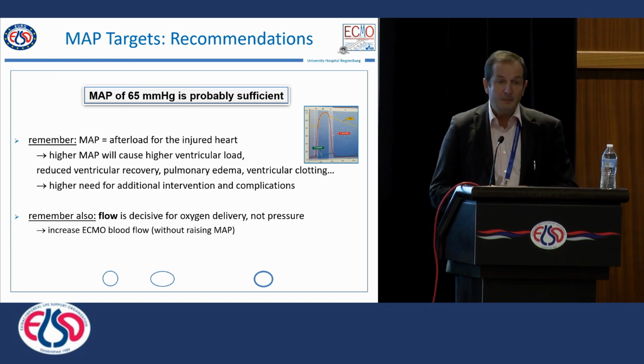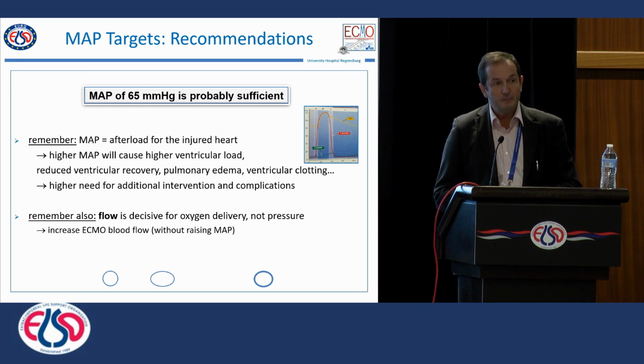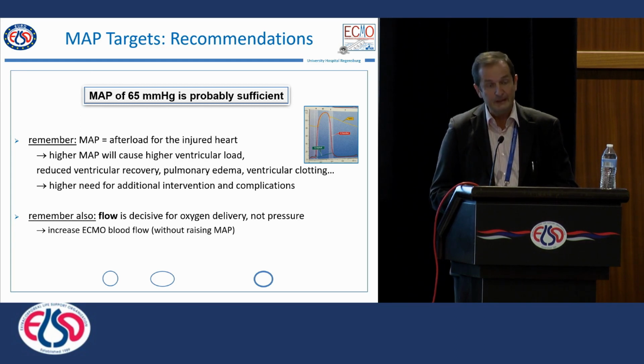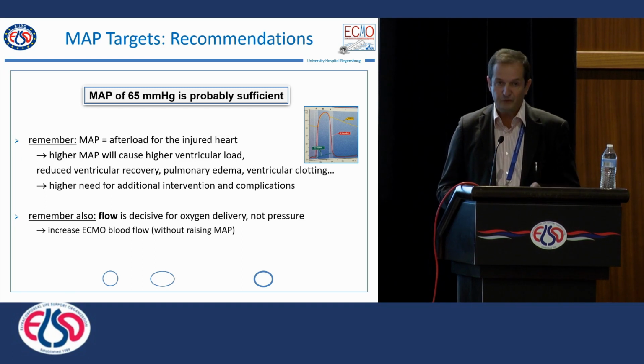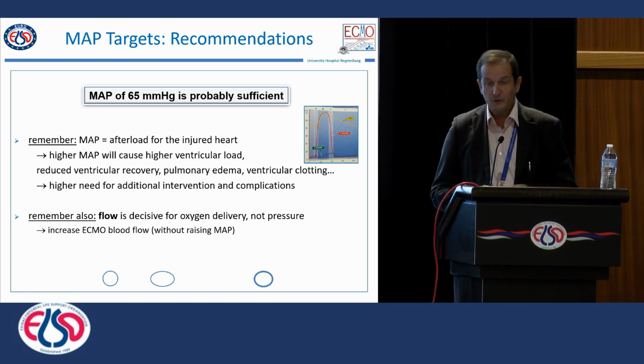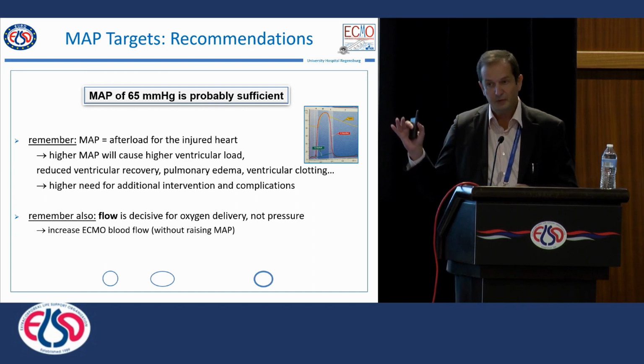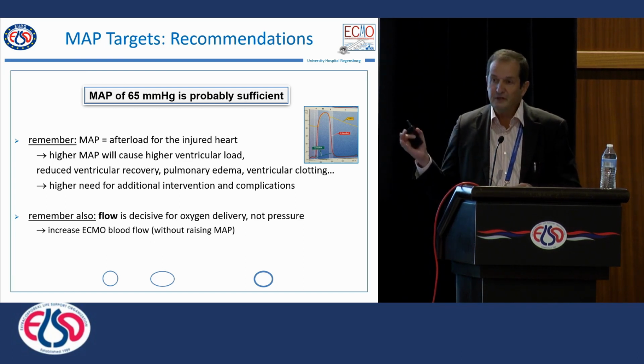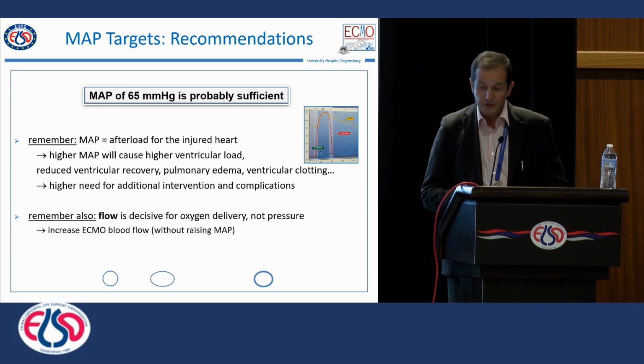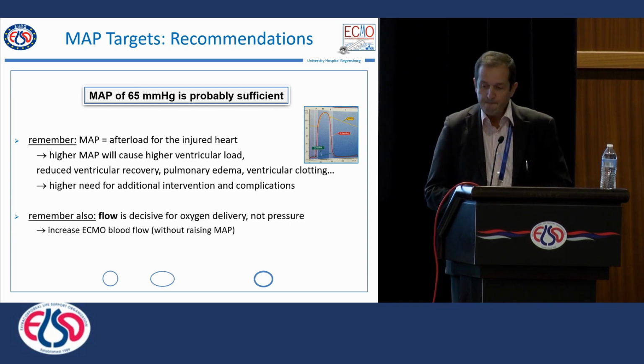And do remember, we are not just treating the brain, we also have to look at the other organs, especially the heart. We have to give the heart a chance to recover. Your mean arterial pressure is actually the afterload for your heart. It's not ECMO flow, it's mean arterial pressure. So whenever you go higher in mean arterial pressure, it's more difficult for your heart to recover. Therefore, I would suggest 65 is sufficient.